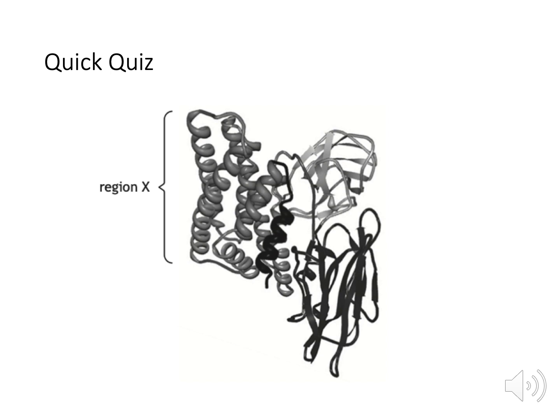Okay, so well done if you got this correct. Region X is an alpha helix, and that's because it's got this corkscrew helix structure.